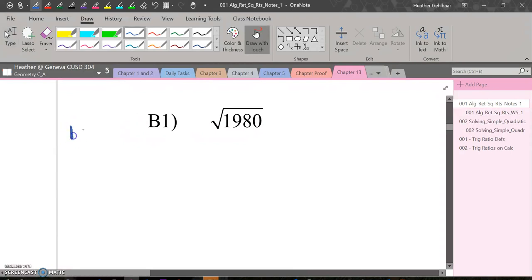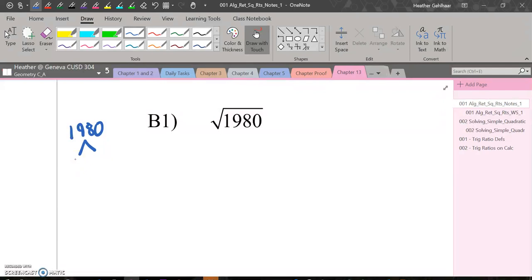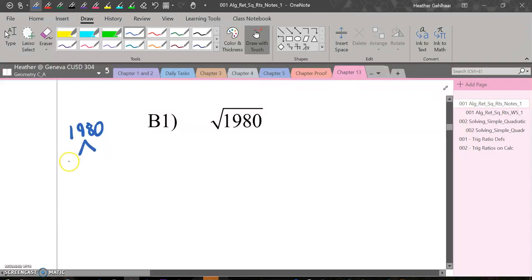Taking a look here, B1 is our first example. I'm going to take 1,980 to the side here, and I'm going to make a factor tree. We should have seen factor trees; we worked with them before. As I'm doing the factor tree, I'm just thinking of numbers that I can divide 1,980 by. It doesn't matter which ones you start with, as long as you get it down to its prime numbers. So let's do 10 and 198.